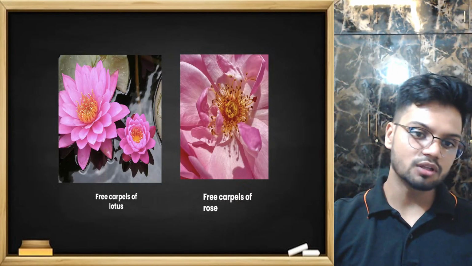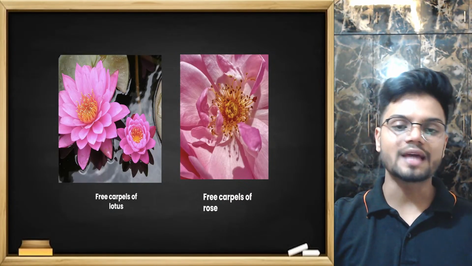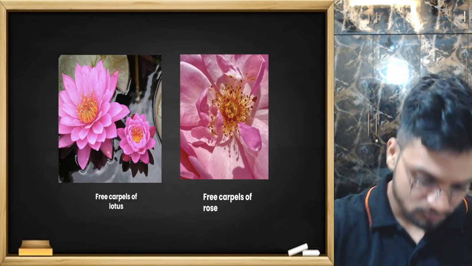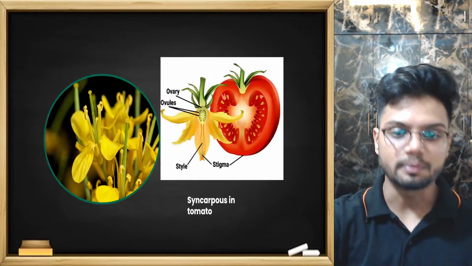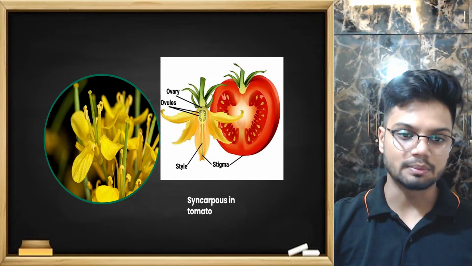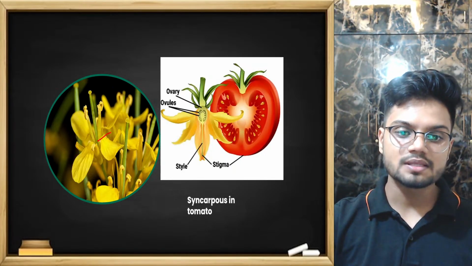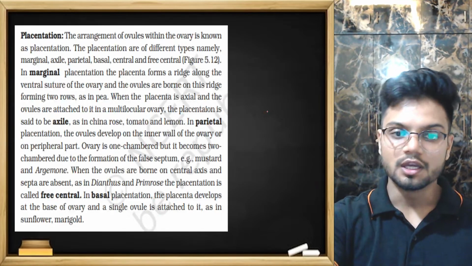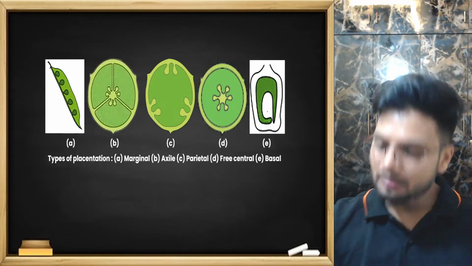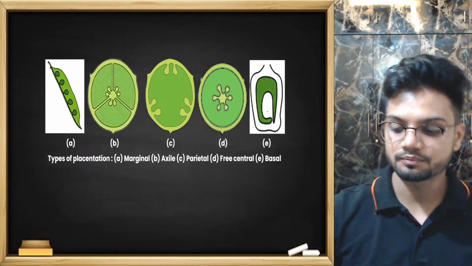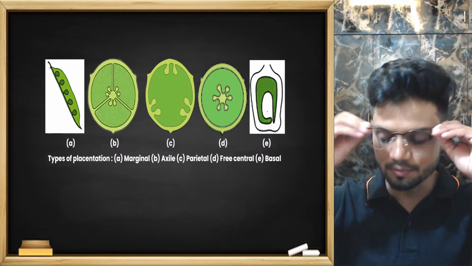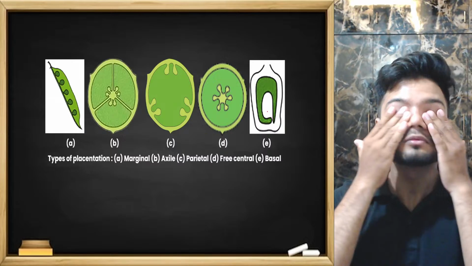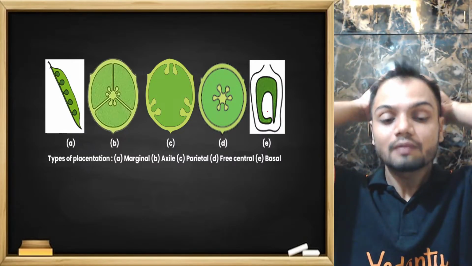Can you see free carpels? All the carpels are free here. In the case of lotus and rose, carpels are free. Apocarpous. This is your syncarpous. In the case of mustard and tomato, it is the syncarpous condition. Please remember these examples. If that is done, now students, can we start the placentation concept now? Yes or no? Tell me. Can we start the placentation now?